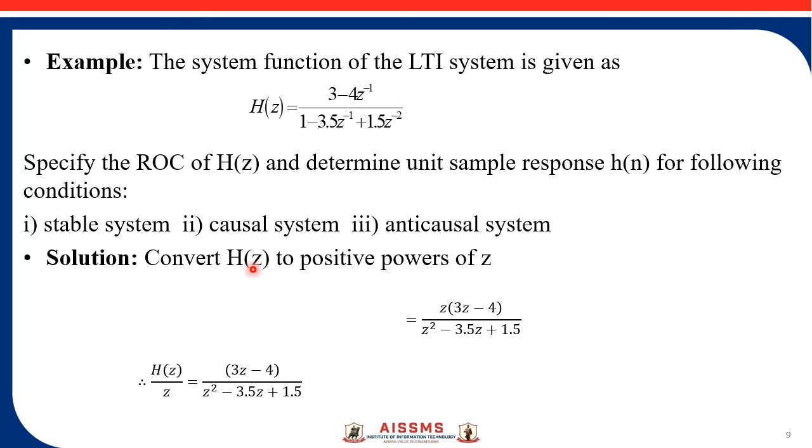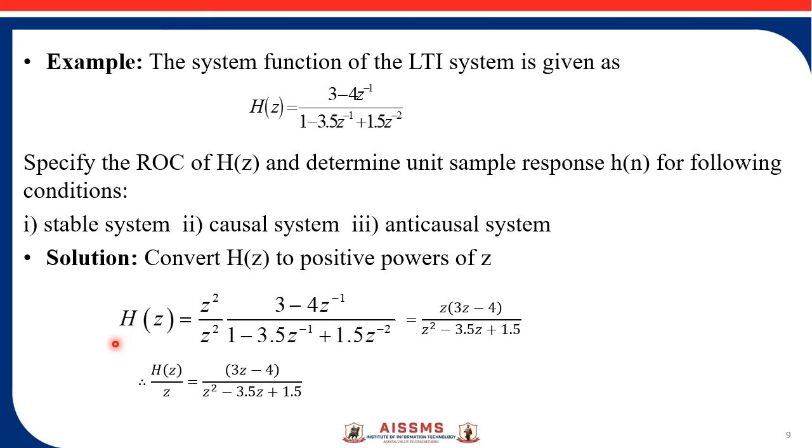The first step is, let us convert H of z to positive powers of z. So I am multiplying numerator and denominator with z square, so I will get this equation. Now this z in the numerator I am taking to the LHS, so I will get H of z upon z, that is equal to 3z minus 4 upon z square minus 3.5z plus 1.4.